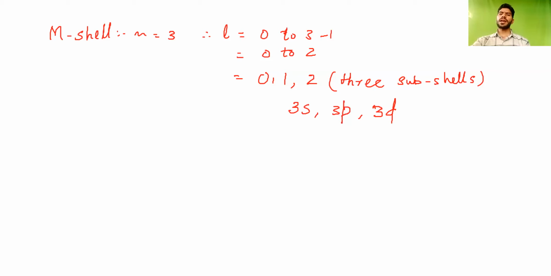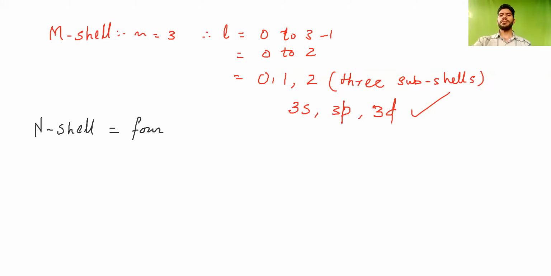3S, 3P, and 3D. These are the three subshells which are present in this M shell. So can you then tell me how many subshells will be there in this next, that is your N shell? Four. Exactly. There will be 4 subshells.